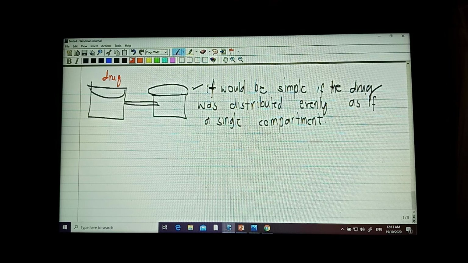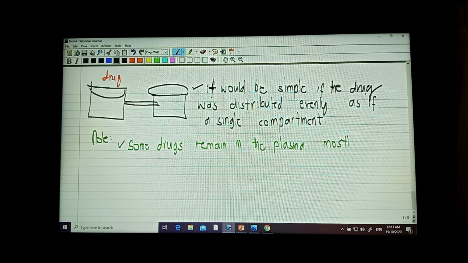What are the reasons? You have to take note, class, that some drugs remain in the plasma mostly, not distributed to the rest of the body.